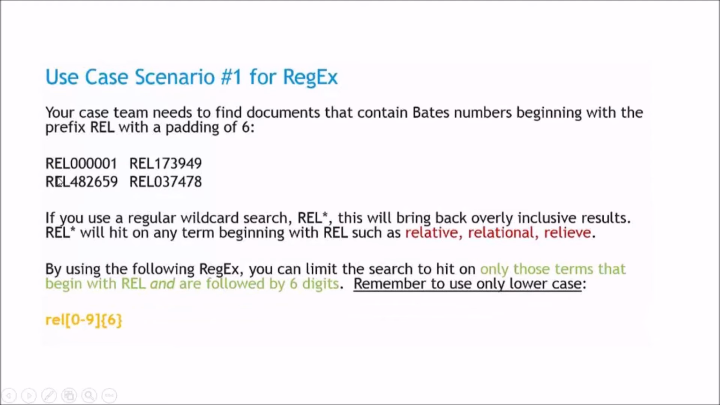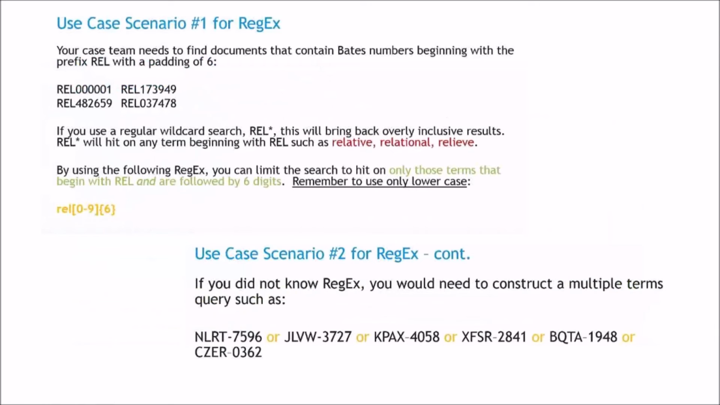REL has to be the prefix of this particular string, and then it's looking for only the characters 0 through 9, and it will only look for 6 more characters in the string. Now, using this case scenario, if we actually use this search, the results that we will get will be just for those particular documents that have these characters in them. If you did not know regex, you would need to construct a multiple term query like this one below, NRLT-7596 or JLVW-3727, etc. So you can see that these would be the multiple searches, and you'd have to go on and on with that.